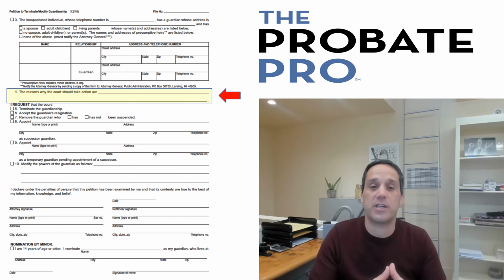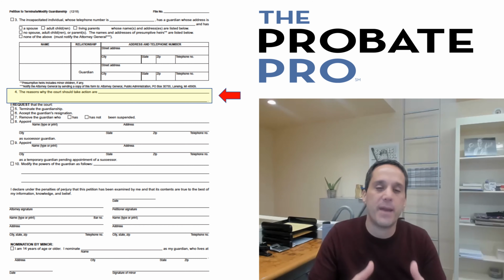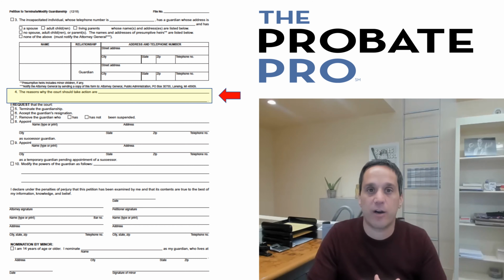This next section is an identification of the why. The why you're asking the court to terminate the guardianship. And although there's only 2 lines here, you can attach as much information as necessary or provide a more verbose narrative of the basis for why you're asking to terminate the guardianship.